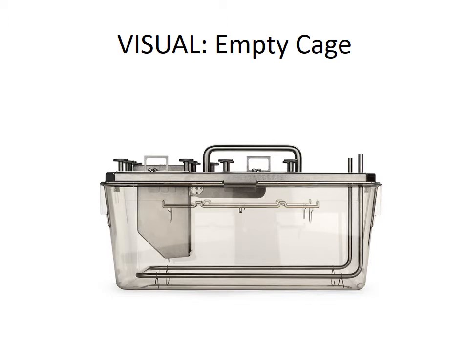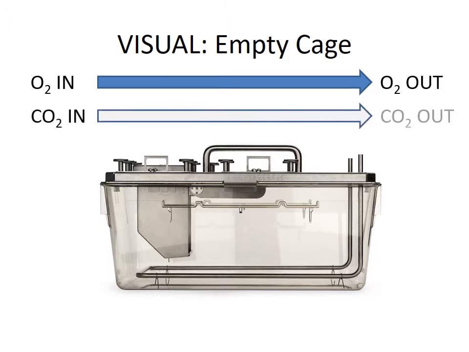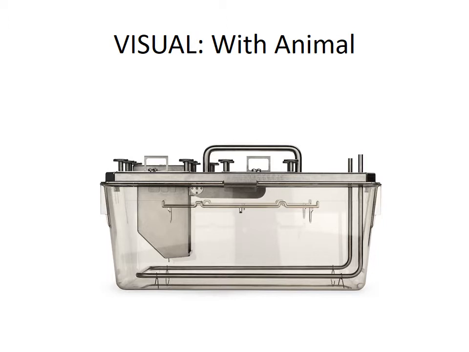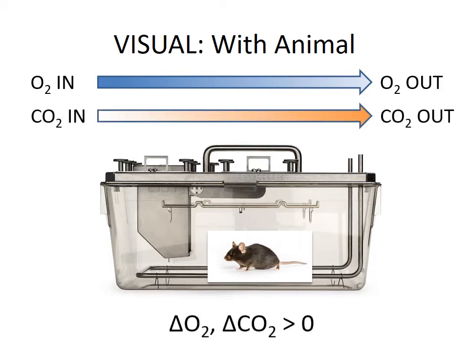So let's just imagine an empty cage. This is a typical Promethion cage right here. And we're flowing air into it, and the oxygen going in is exactly the same as the oxygen coming out. The CO2 going in is the same as the CO2 coming out. And of course the delta O2 and delta CO2 are zero. Now let's repeat this with an animal. Here we put in a mouse. Our old friend the black 6. Oxygen going in is now higher than oxygen going out because the mouse has consumed oxygen. Likewise, CO2 going in is lower than CO2 coming out because the animal has produced CO2, leading to a delta O2 and delta CO2 that are both larger than zero.